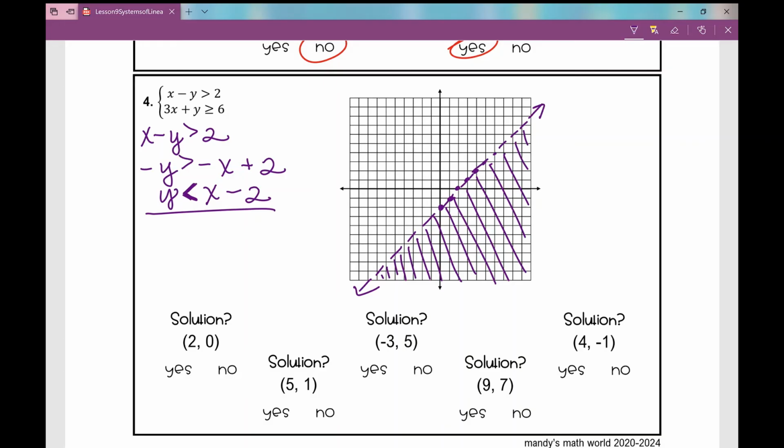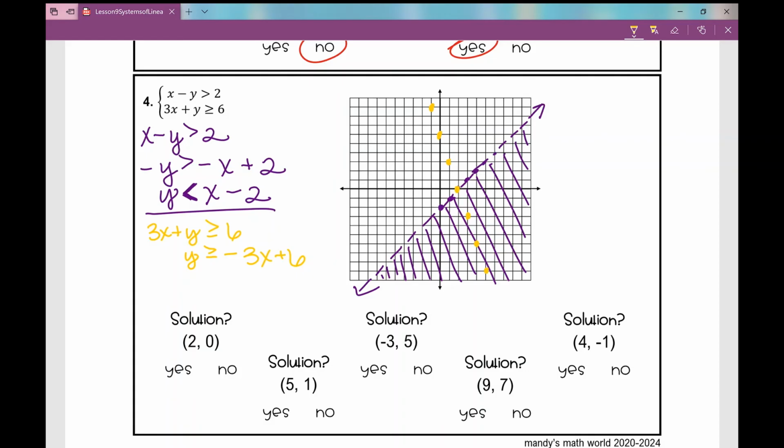Now let's go to our other one. I kind of like graphing them in maybe yellow, kind of that color. So now I've got 3x plus y is greater than or equal to 6. And I need to solve for y. Y is greater than or equal to -3x plus 6. And now let's graph this line. So I'm going to graph my y-intercept first. 1, 2, 3, 4, 5, 6. My slope is -3, so down 3 over 1. Down 3 over 1. Down 3 over 1.